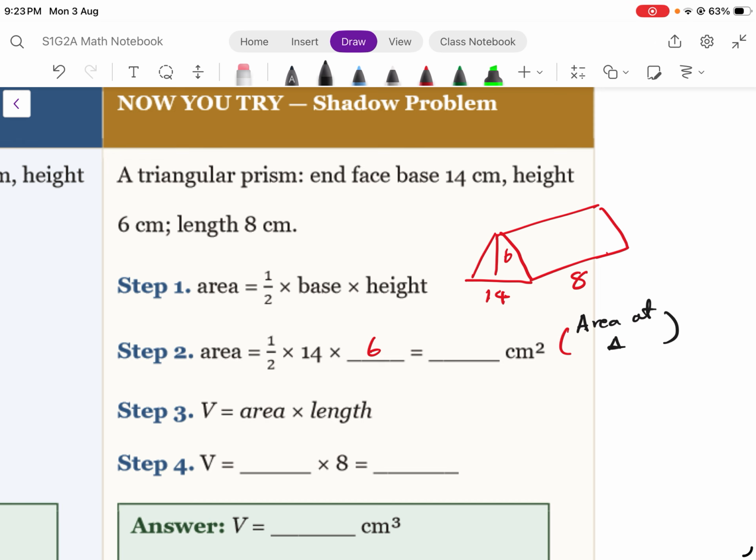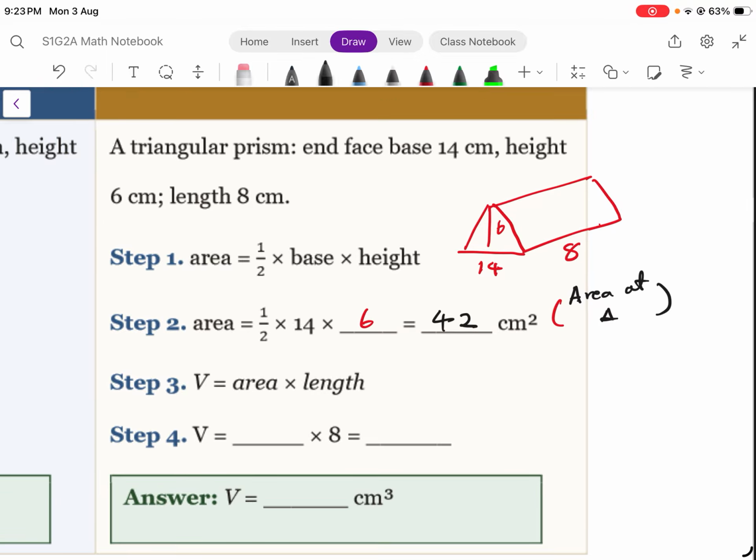Okay, so 3 times 14. 3 is 12, 42. Or 7 times 6, 42. Then we multiply 42 by 8, which is the length, because we found this area, now we must multiply with the length.